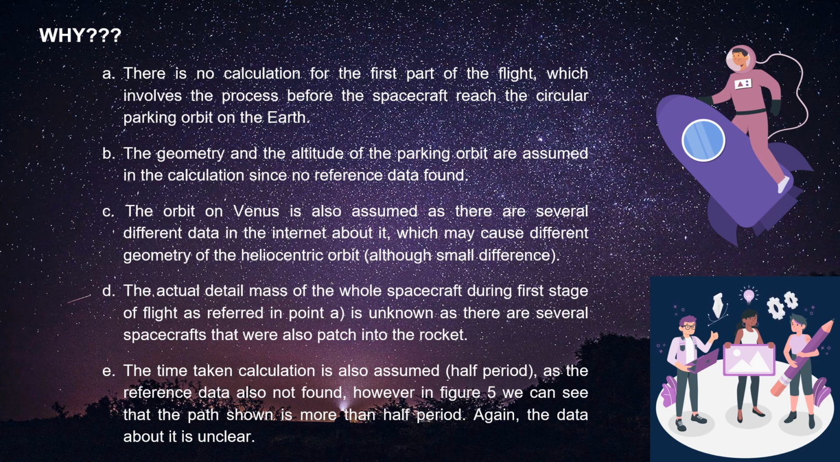D. The actual detailed mass of the whole spacecraft during the first stage of flight, as referred to in point A, is unknown, as there are several spacecraft that were also patched into the rocket. E. The time taken calculation is also assumed, which is half period, as the reference data was also not found. However, in figure 5 in the reports, we can see that the path shown is more than half period. Again, the data about it is still unclear.